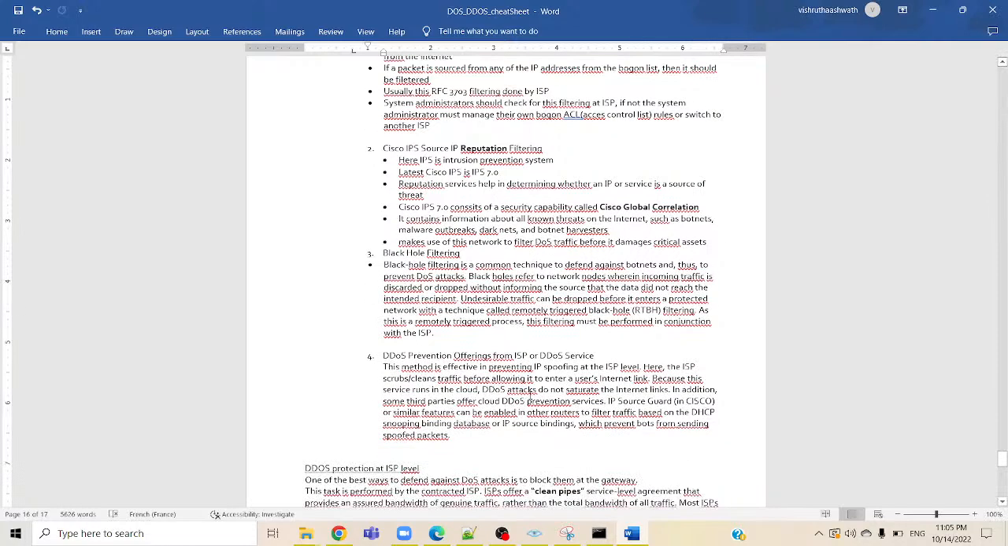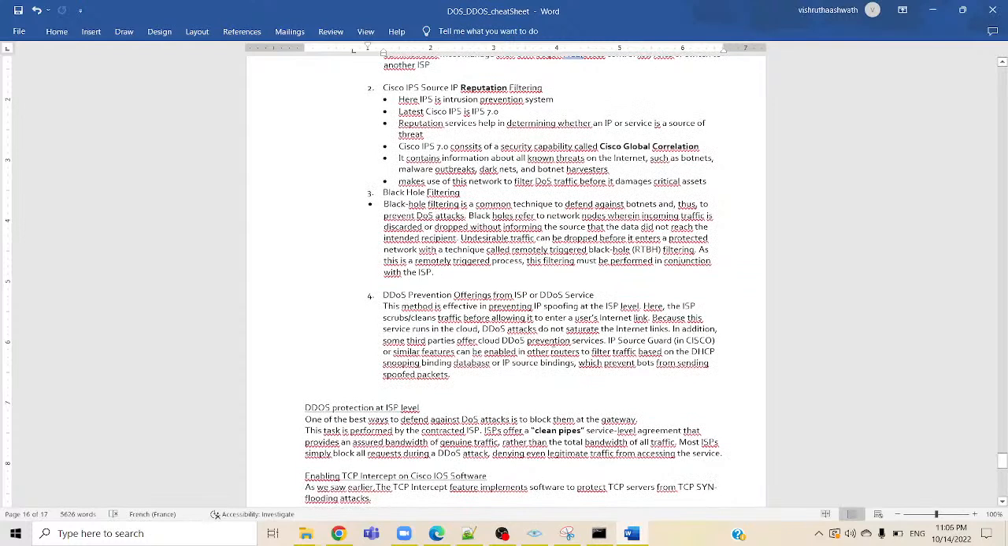DDoS prevention offering from ISP or DDoS service. This method is effective in preventing IP spoofing at the ISP level. Here, the ISP scrubs, or cleans, traffic before allowing it to enter a user's internet link. Because this service runs in the cloud, DDoS attacks do not saturate the internet links. In addition, some third parties offer cloud DDoS prevention services.